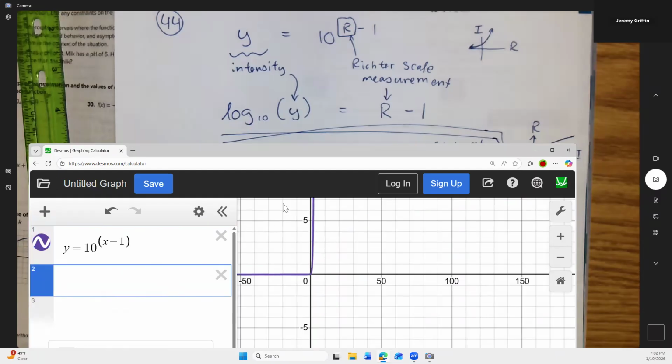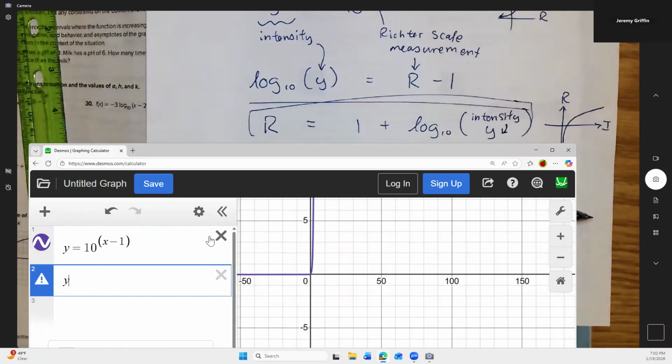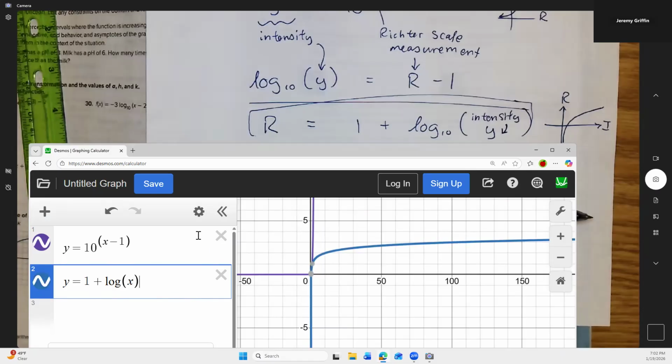And let's do it the other way around. There we go. In place of r, I'll put y for now: the Richter scale reading equals 1 plus log base 10 of the intensity, and I'll call that x this time. So again, these two are total inverses of each other. What is y and what is x? In one equation, x is Richter scale rating, y is intensity. In the other equation, it's the reverse.